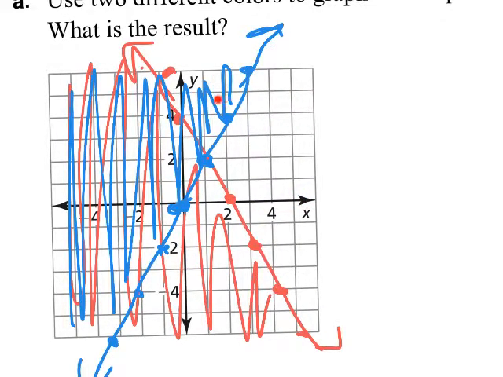Let's talk about this little top blue triangle, okay? This little top blue triangle right here, does it satisfy the red inequality? No, because it's not shaded red right here. Does it satisfy the blue inequality? Yes, it does. So it satisfies one inequality, but not both of them, okay?